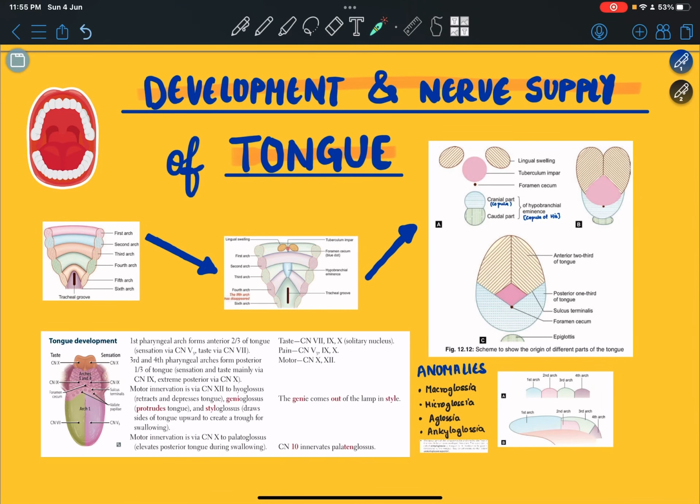This video is about the development of the tongue, and because the nerve supply is very much related to the development, I'm going to also talk about the nerve supply of the tongue. And also towards the end of it, we're going to discuss the first aid mention as usual. So let's get into it.